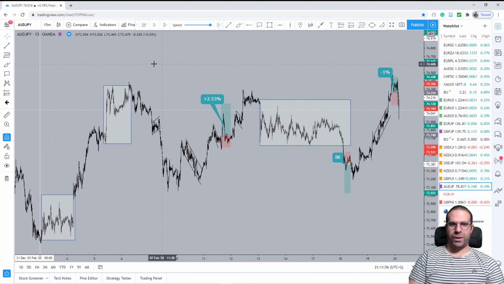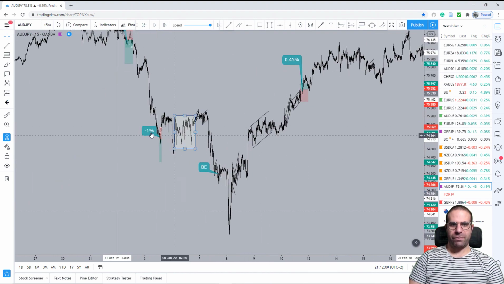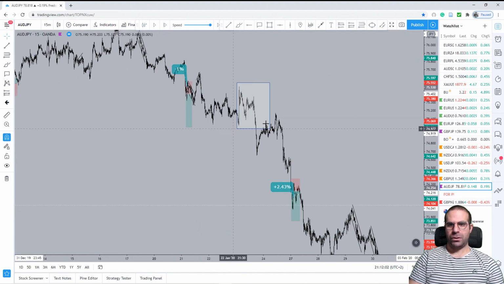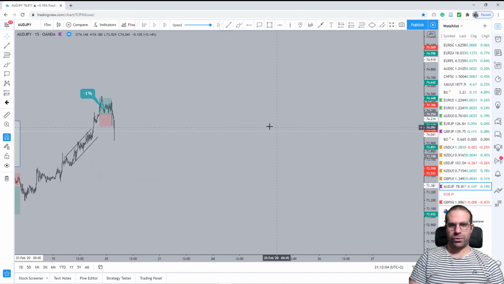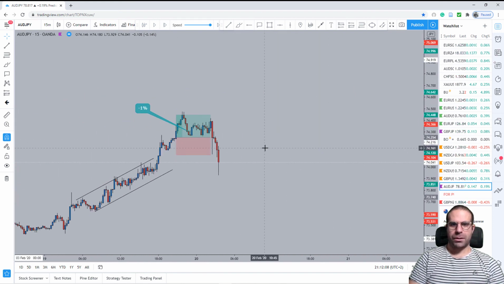Okay, so we have 1, 2, 3, 4, 5, 6, 7, 8, 9. No, this was the 9th one. We have to go for the 10 trades. This was the 9th trade. Excuse me.